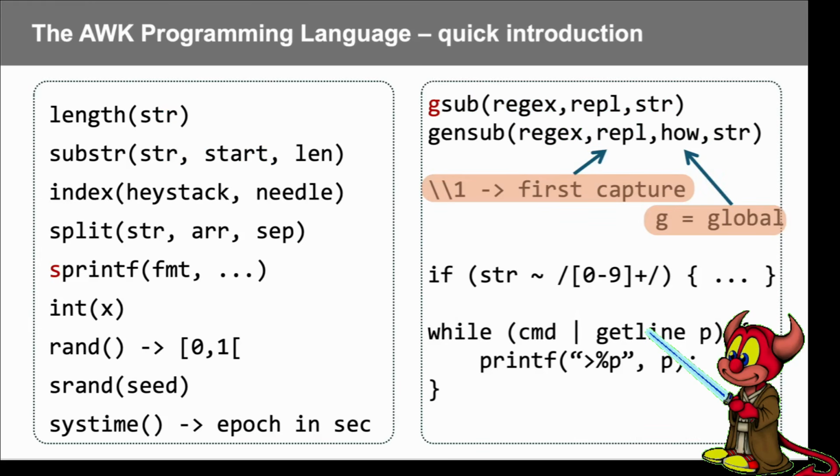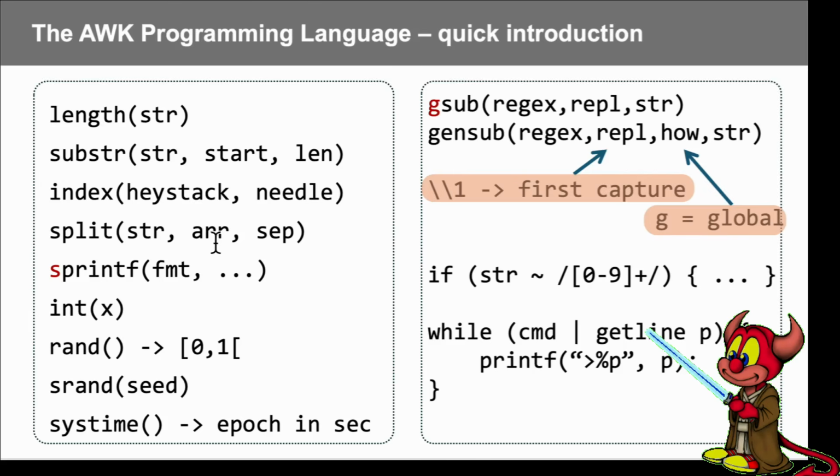There are a couple of predefined functions that you can use in awk. One of them is, for example, length of the string, which gives you the number of characters. The substring takes a string, the start and the length, and gives you a substring inside the string. You can find a needle in a haystack in a string, so you ask for the index of the needle in the haystack. You can split a string into an array.